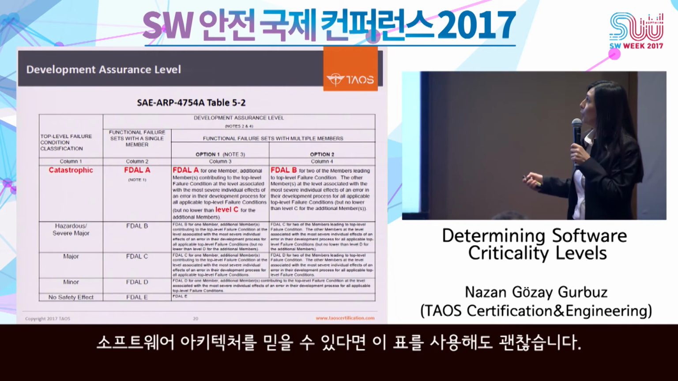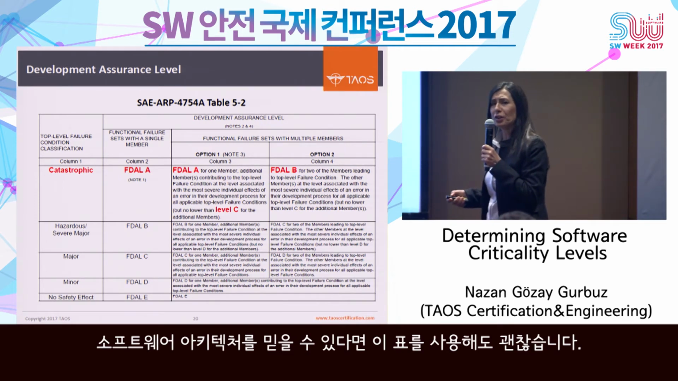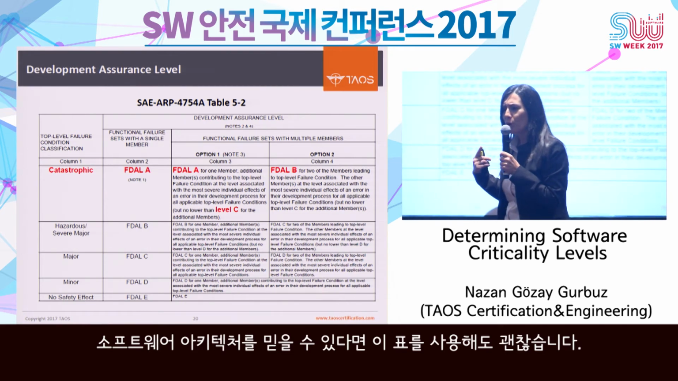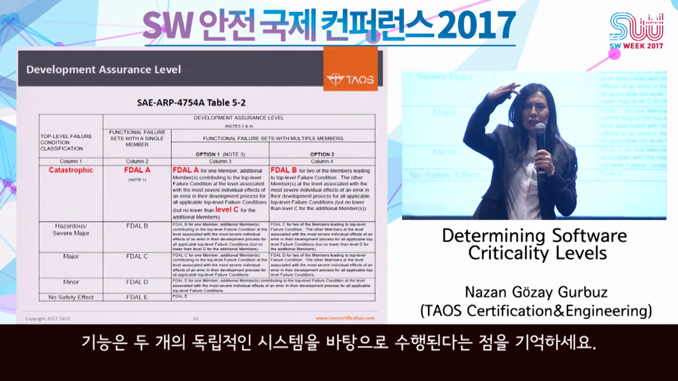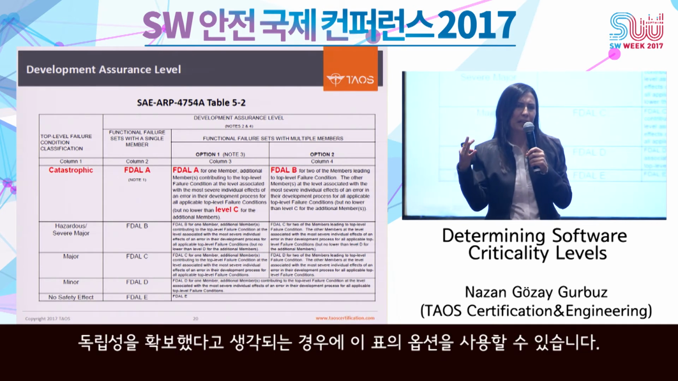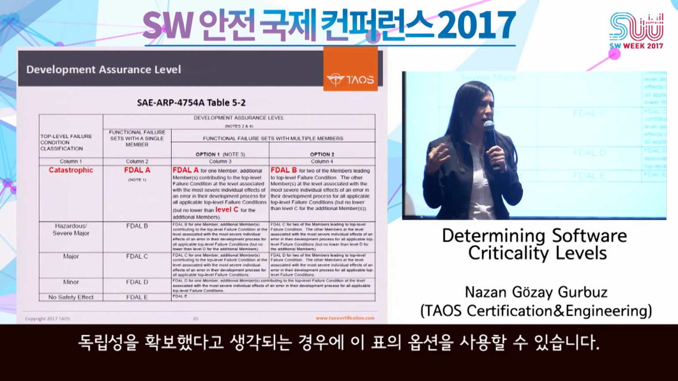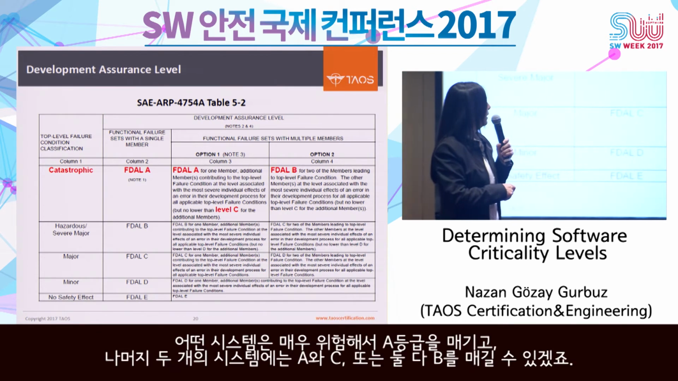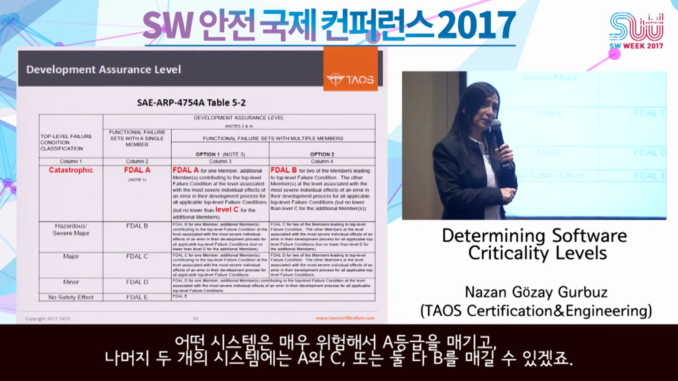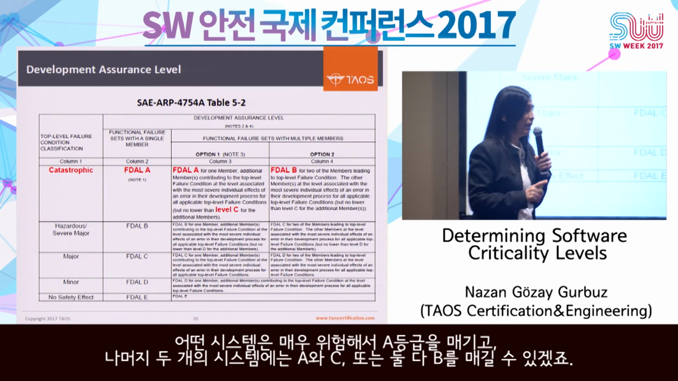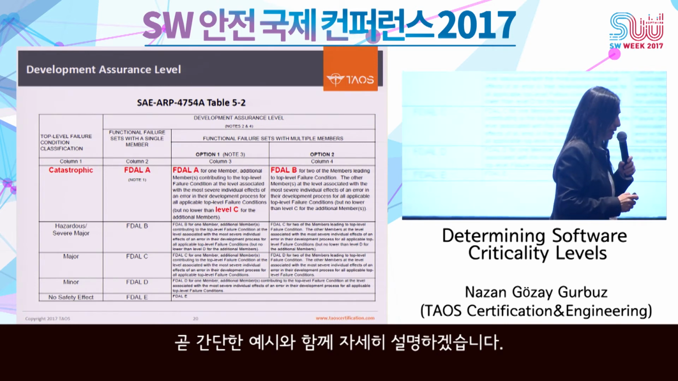And we can use another table if we take credit for our architecture. Just imagine that a function is performed by 2 independent systems, right? In this case, as long as we show the independence, we can use the options in this table. Like, our system is critical. We assign level A, or we assign 2 systems, level A and C, or 2 Bs. In a short time, I will explain with a simple example.